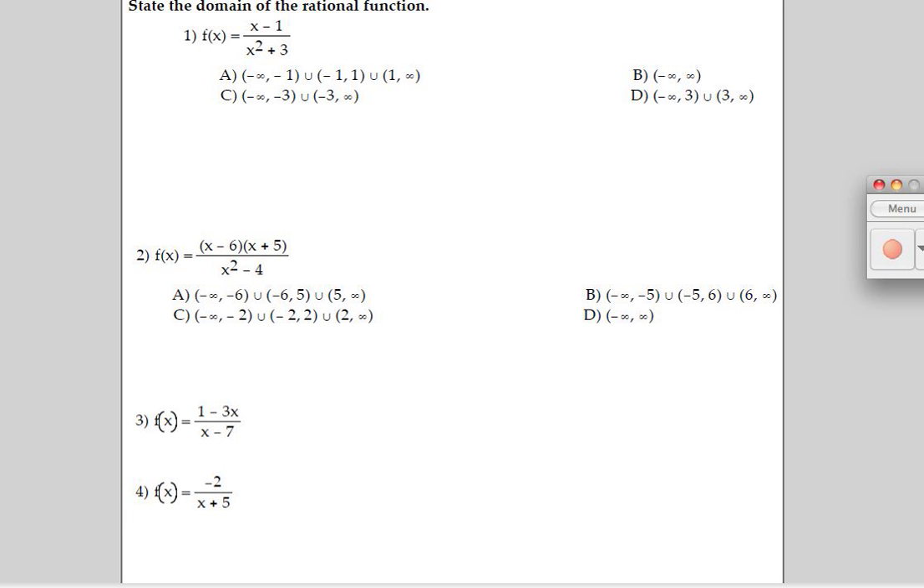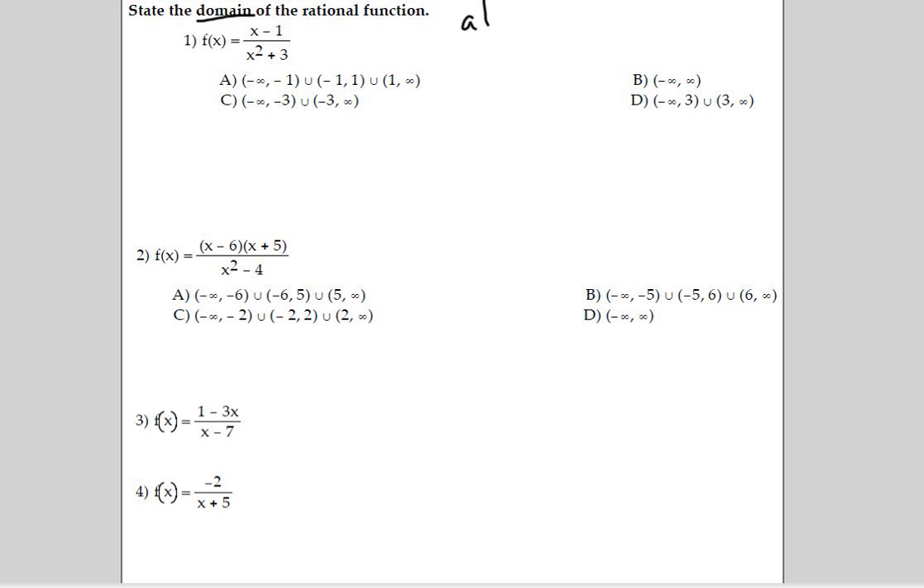In these questions, we're going to address domain of rational functions. So looking at number 1, x minus 1 over x squared plus 3, when they ask us for domain, they're asking us what are all possible x values.